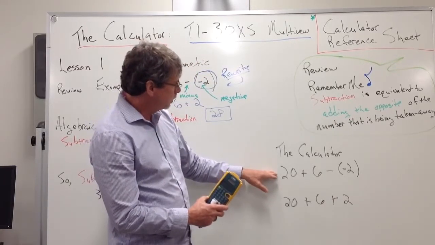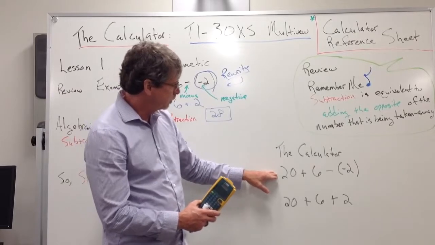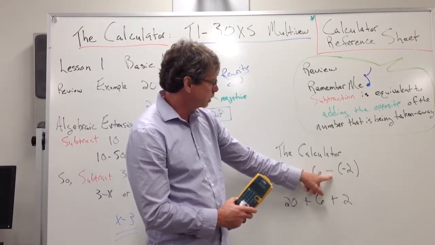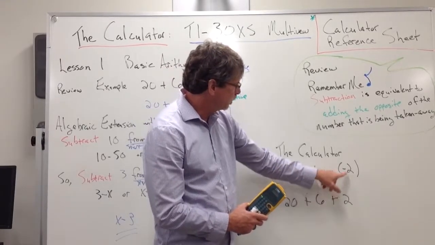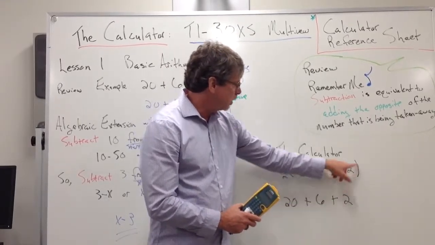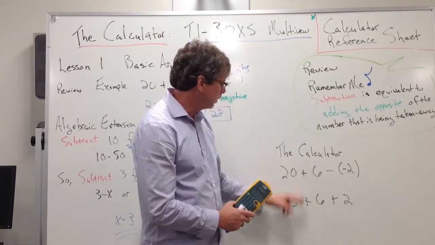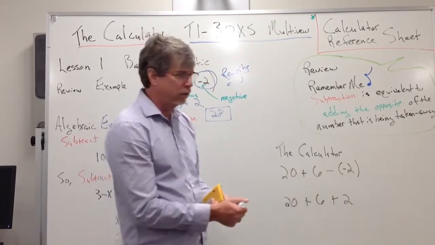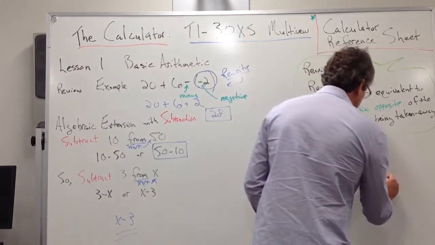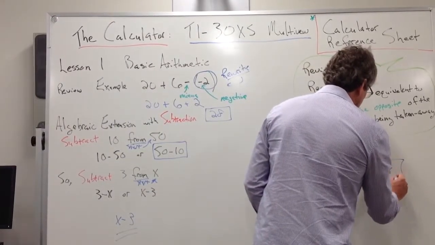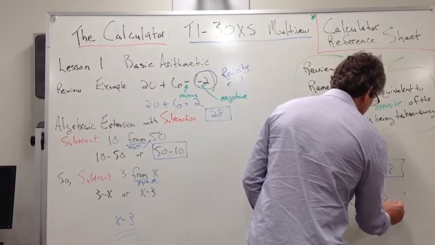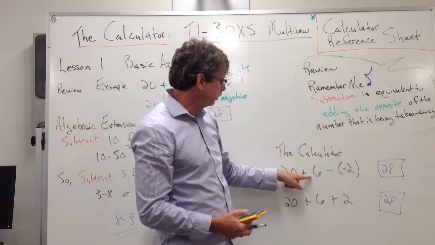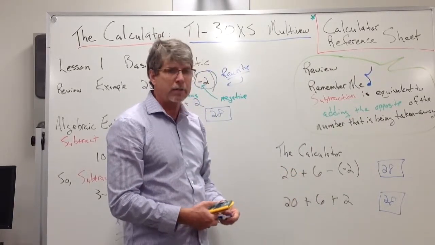What I'm also allowed to do is change this problem to a pure addition problem, because remember, we're allowed to change subtraction to addition as long as we use the opposite of a negative 2. And the opposite of negative 2 was a positive 2. So these are equivalent. If I type in 20 plus 6 plus 2, we should also get 28. So either way we do that, the calculator is going to give us 28. And that's what I mean by equivalent. These two problems look different, but in the end they mean the same thing.